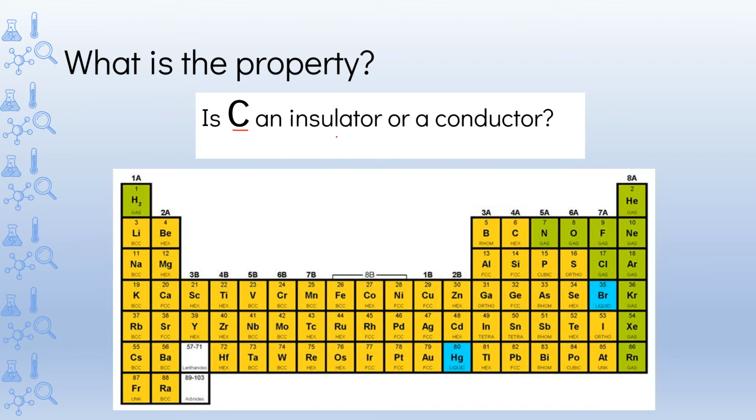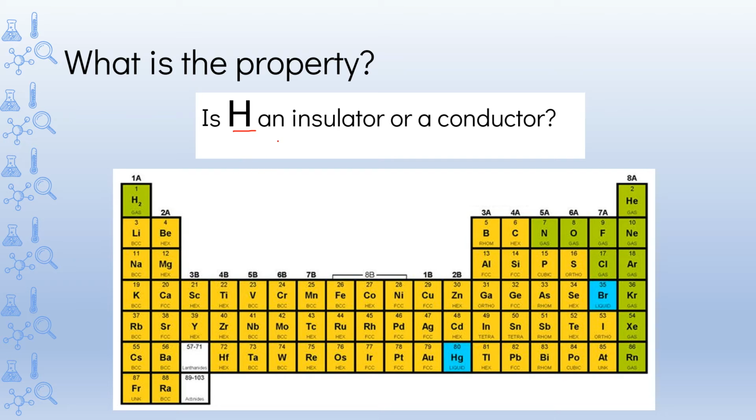How about carbon? Is carbon an insulator or a conductor? I find carbon. Carbon is right here. Ooh, that's a close one. It's right on that staircase, but it's actually part of our nonmetals. Remember, metals are on your left-hand side, nonmetals on your right-hand side. So it's a nonmetal, therefore it is an insulator.